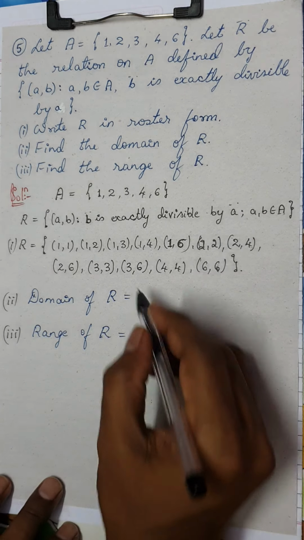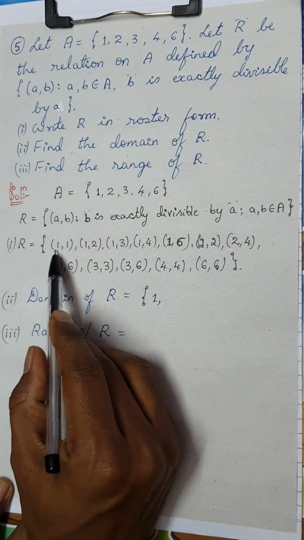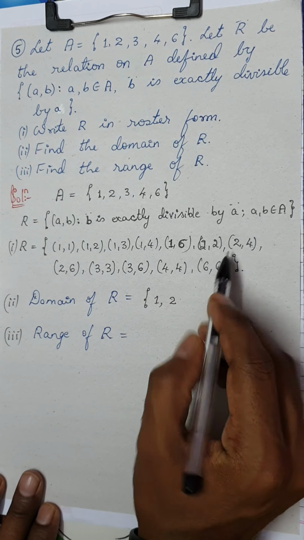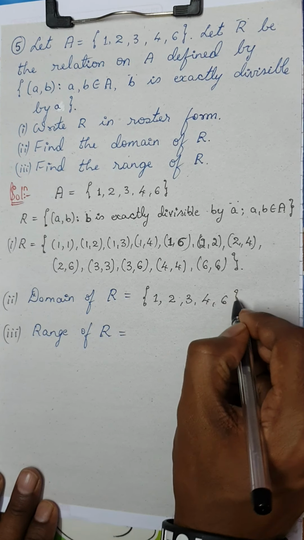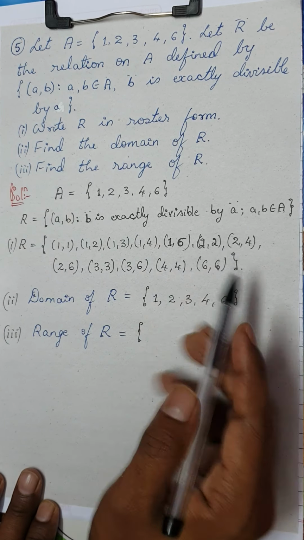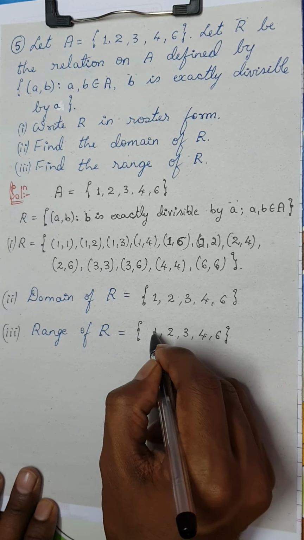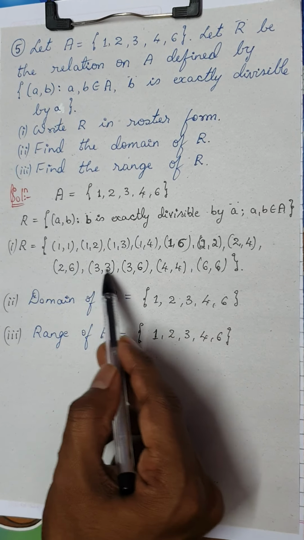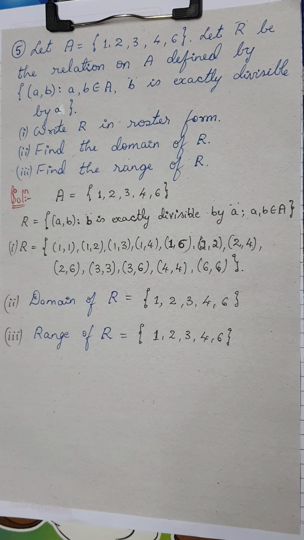Now, what is the domain of the relation? We all know domain is nothing but all the first elements in the ordered pairs. In all these pairs the first element is 1, then I have 2 from here, and next I have 3, 4, and 6. Now going on to range, all the second elements. So for second elements I have 1, 2, 3, 4, 6. It means I almost have all the elements. You need not search for the other elements, because once you have taken 6, 2 is there, 4, 6, 3, 6, 4 and 6 are all written down below.